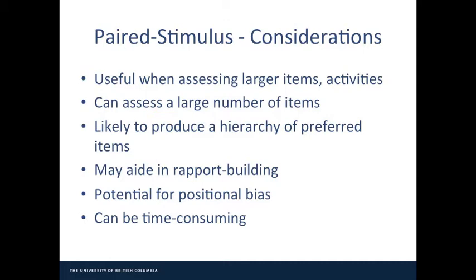With the MSWO, typically we would assess 6 to 8 items at a time in one assessment. With a paired stimulus, you could assess up to 16 items. So we can assess a larger number. Like the MSWO, it is likely to produce a hierarchy of preferred items. It can also be useful in rapport building.